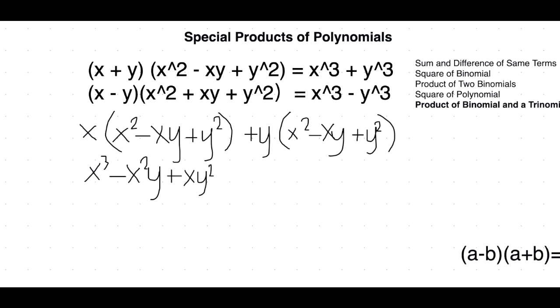Okay, so moving on to the second bracket, we have y times x squared, so that's just plus x squared y, and we have y times negative xy, which becomes negative xy squared, and then we have y times y squared, which of course is y cubed.